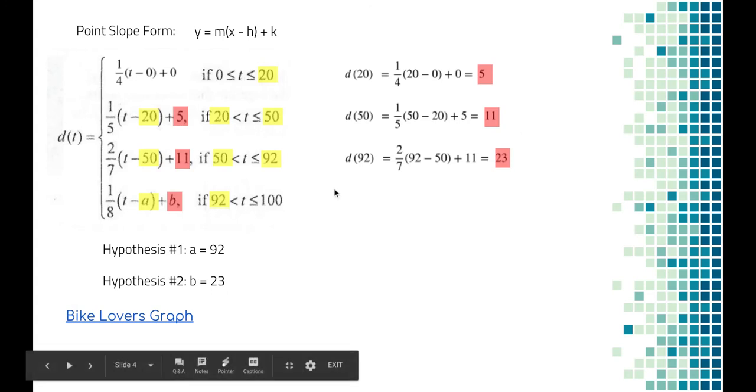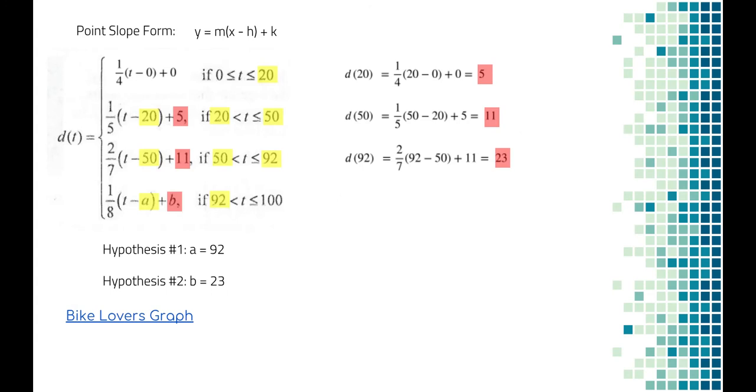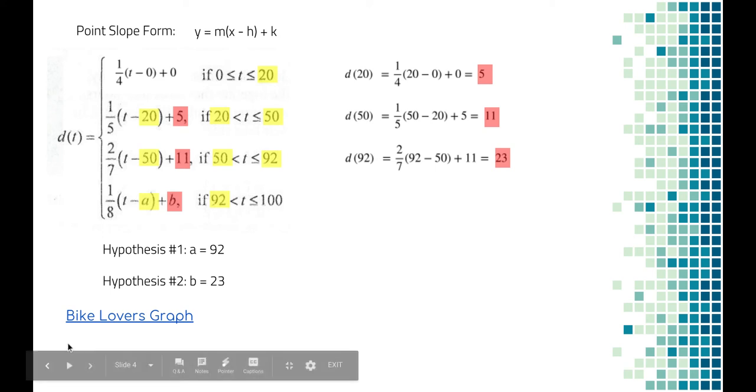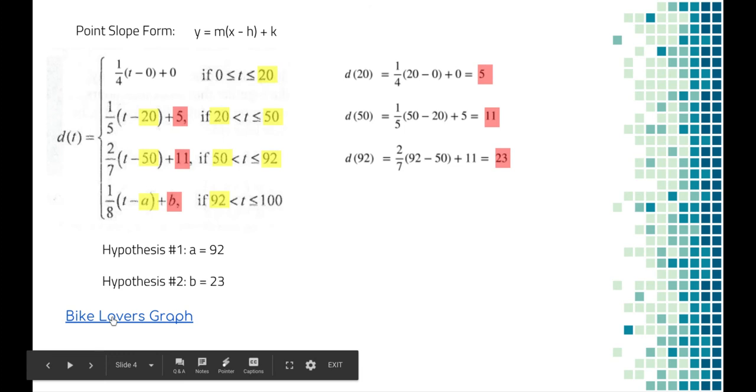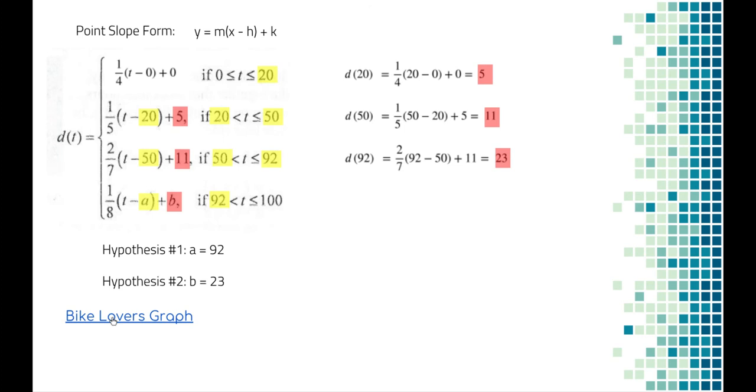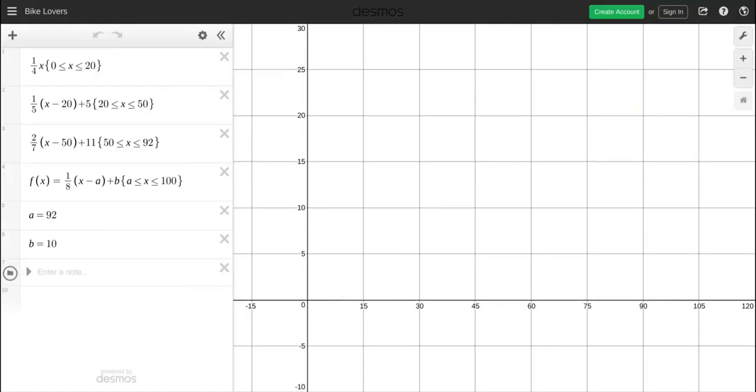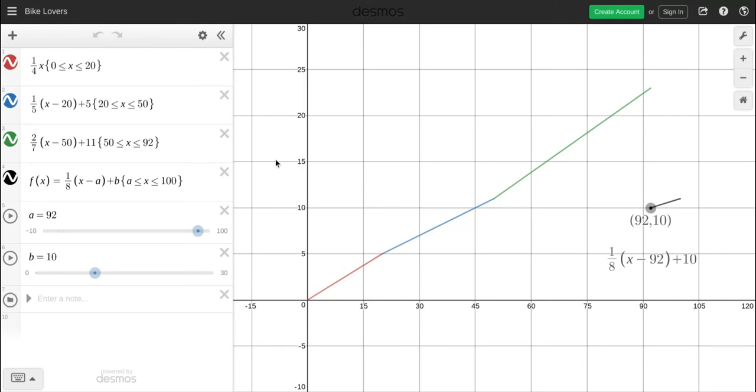So the next thing I want to do is actually go to that bike lovers Desmos graph, because that bike lovers Desmos graph is really going to help us solidify things. All right, so here we go. And we'll come back to that presentation in a minute.